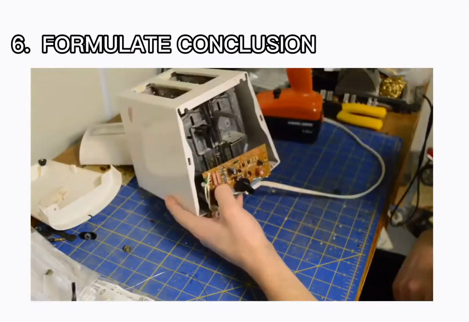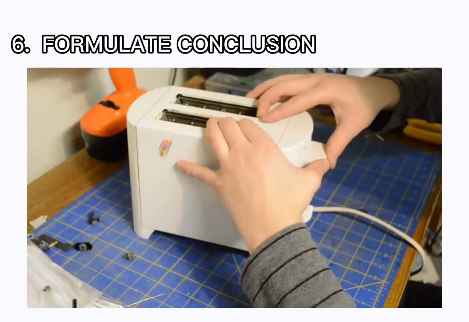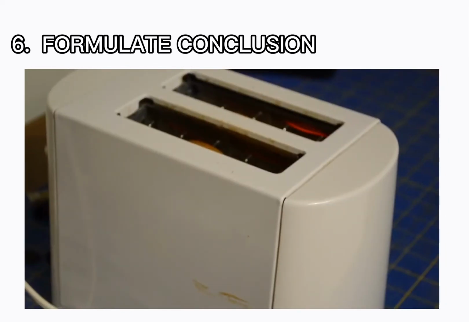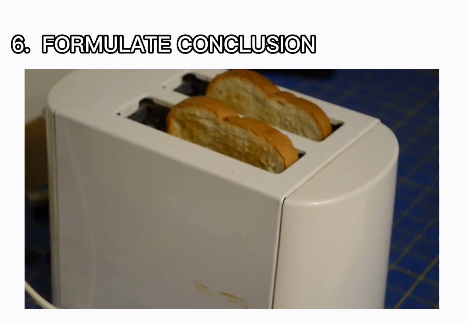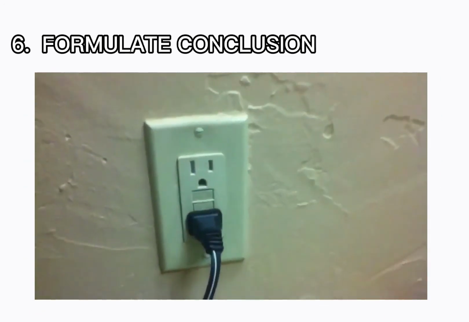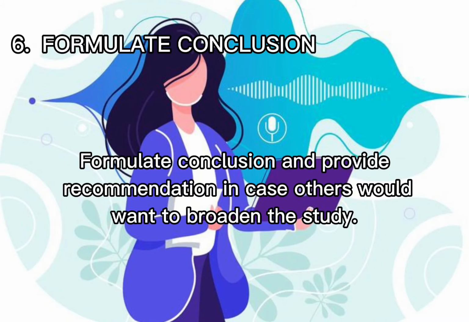Lastly is to formulate conclusion. Then you'll try to fix the wire, and it will finally work. The bread is finally toast. The hypothesis is supported in this way. But what exactly is the issue with that particular outlet? Formulate conclusion and provide recommendation in case others would want to broaden the study.